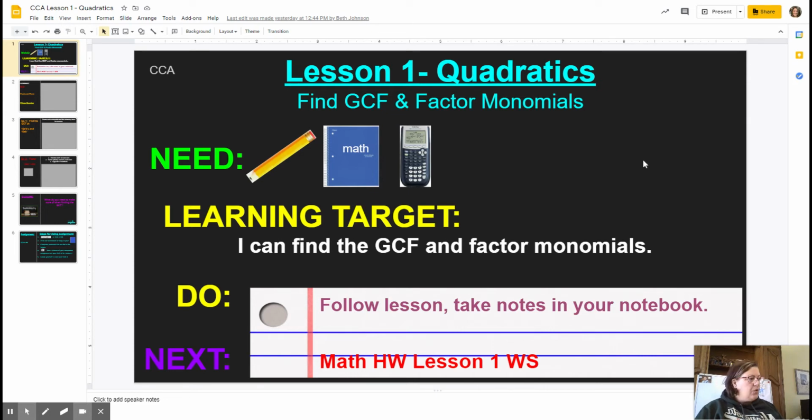All right, so if you could switch your screen over so you can see the meat, that would be great.